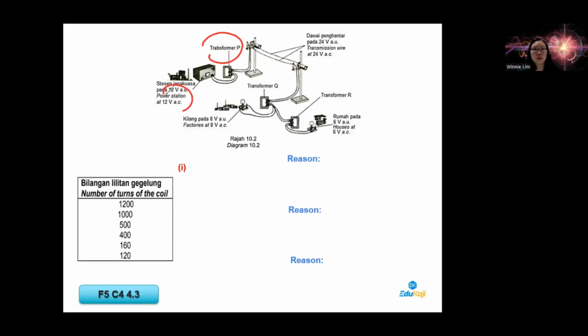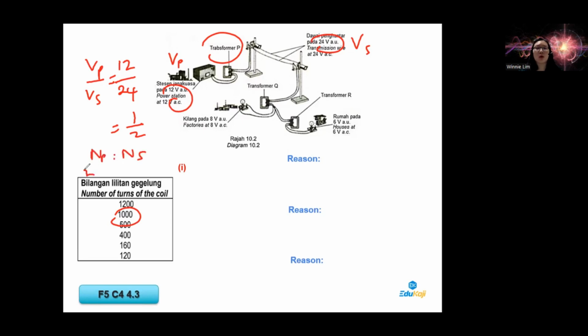P goes from 12 volt to become 24 volt. So we are actually using the ratio idea, so this is VP and VS, primary and secondary. So you find what their ratio is. VP over VS is actually 12 over 24. Then it's actually 1:2. So among these numbers, which one has the ratio of 1:2? 500 and 1,000. So this is how you say it: NP to NS is 500 and 1,000.